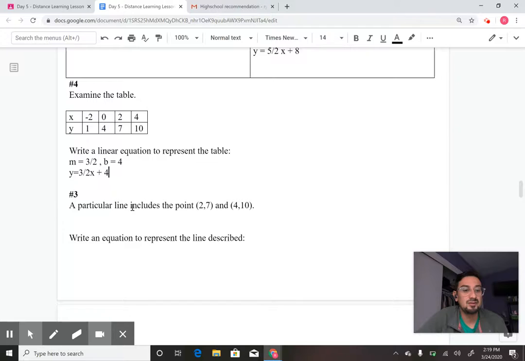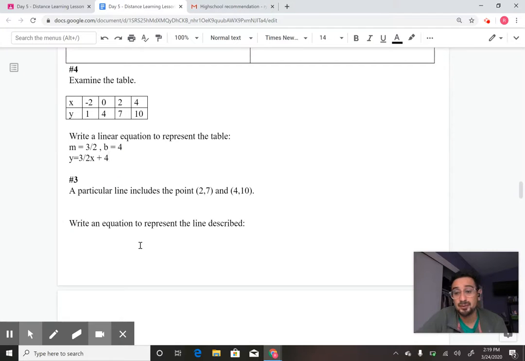So now for the next one, a particular line includes the points (2, 7) and (4, 10). Write an equation to represent the line described. So this is still x, y, x, y. It's just in point form. So from 2 to 4 is 2. From 7 to 10 is 3. So the change in y is 3. The change in x is 2.